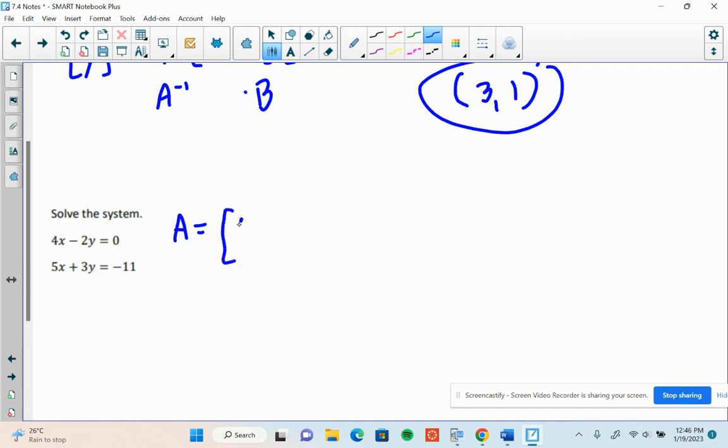So first step, write down your coefficient matrix. Second step, find the determinant of your coefficient matrix, because we need A inverse. We need the inverse of the coefficient matrix. So let's see what we have. We have 4 times 3, which is 12, minus 5 times negative 2. So we have 12 plus 10, which is 22. That's weird, but it is correct.